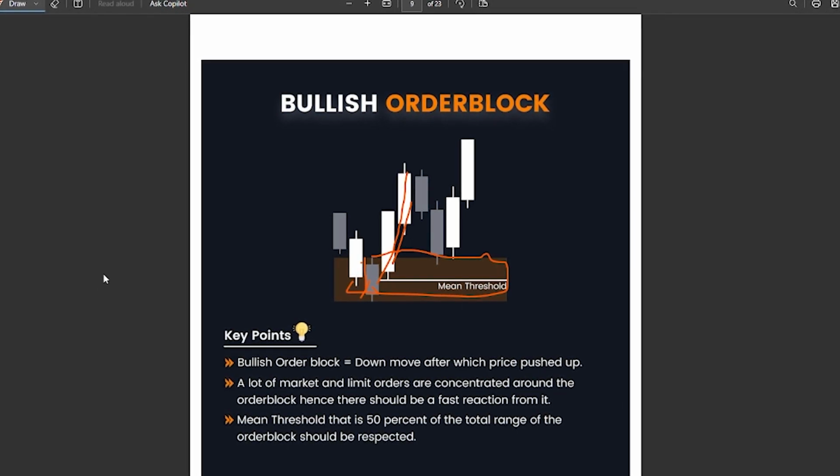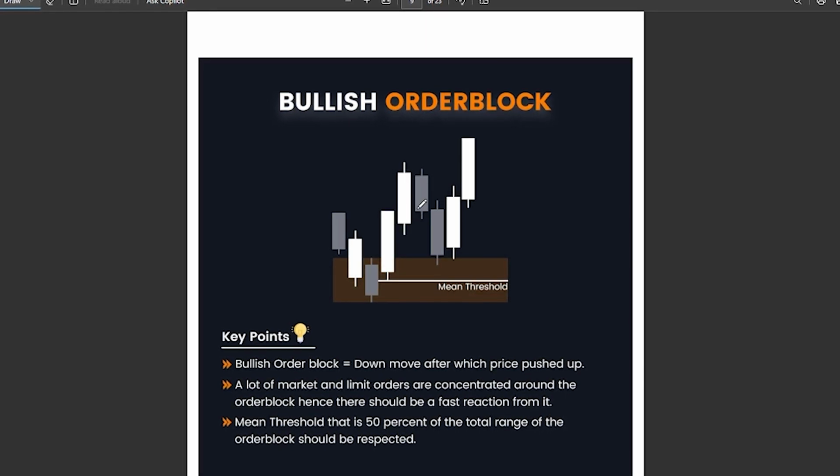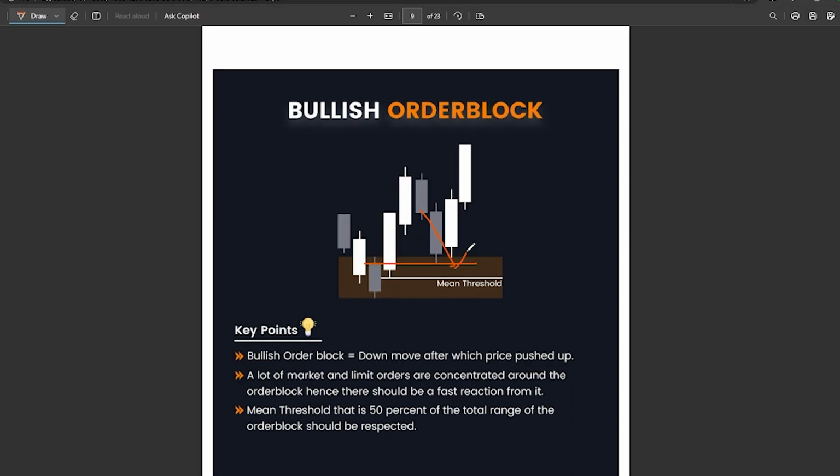Now how to trade these types of order blocks? Once you know that there is strength in the market, you will wait for the retest of this order block here, and you will take longs after price has retested it and given a sharp reaction. Now one thing to remember here is that order blocks such as the bullish order block have many market and limit orders around them.